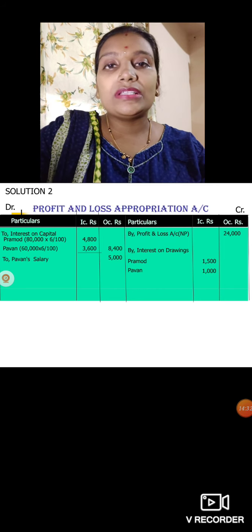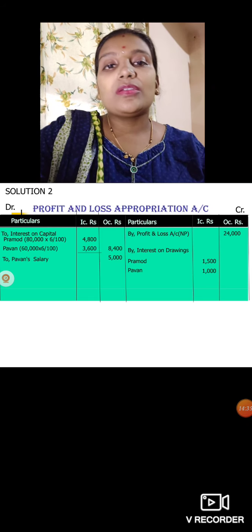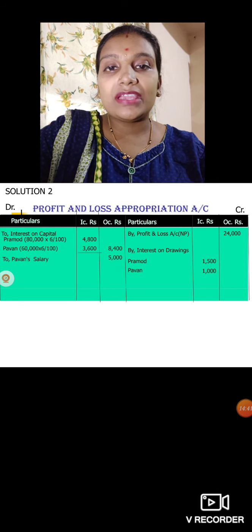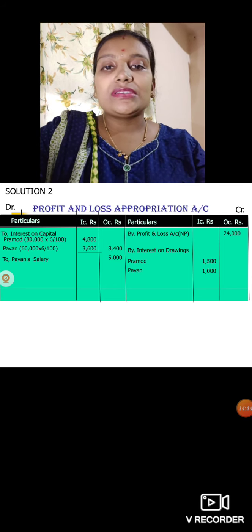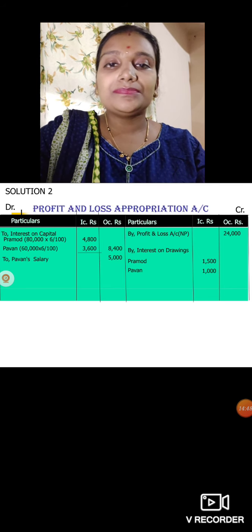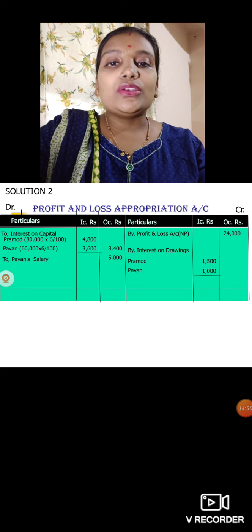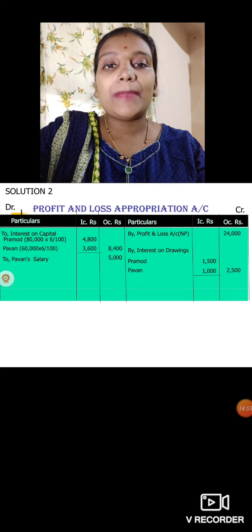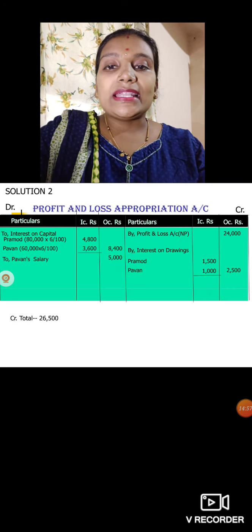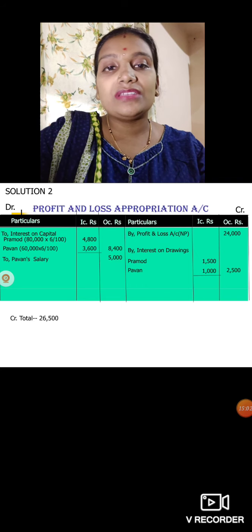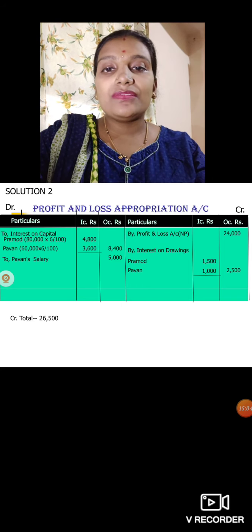Pramod we have 1,500 and Pawan we have 1,000 rupees. Now we have entered all the transactions here, right? Net profit we have entered 24,000. Then interest on capital of both we have entered here. Then Pawan's salary also we have entered, and interest on drawings. If you have any commission, that also will be debited. Now we don't have. So we'll see the total of interest on drawings, we have 2,500 which you are going to collect from your partners. Next, credit side total, how much do we have? 24,000 plus 2,500, so you'll get 26,500.